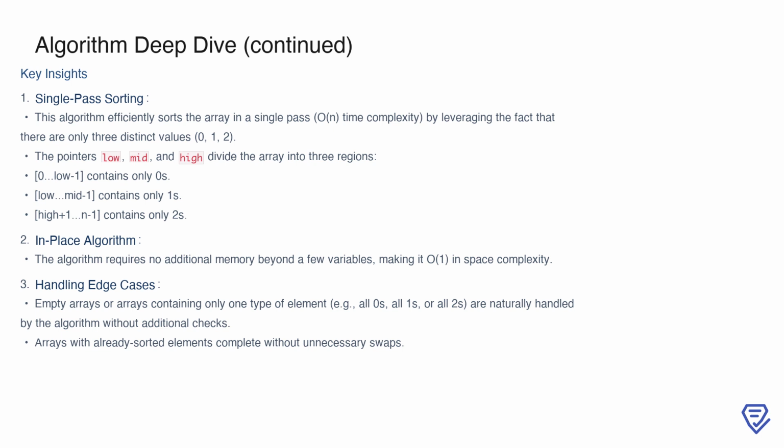Additionally, this is an in-place algorithm, meaning it requires no extra space beyond the 3 pointer variables, which keeps the space complexity at O(1). Another advantage is that it naturally handles edge cases, such as empty arrays or arrays containing only one type of element, without requiring special conditions. Even arrays that are already sorted complete efficiently without unnecessary swaps.